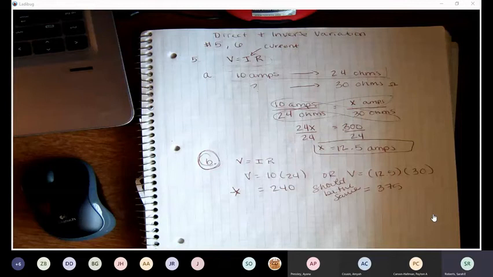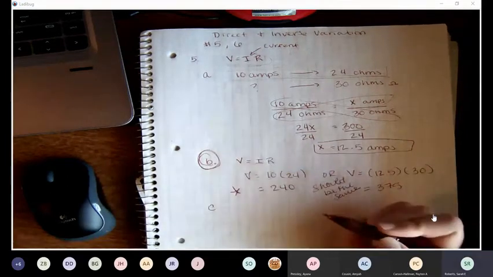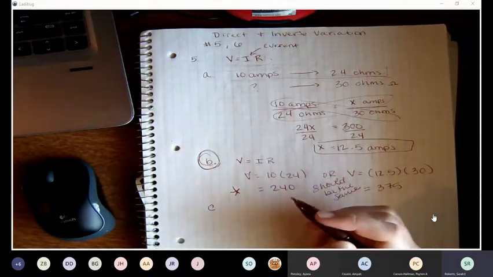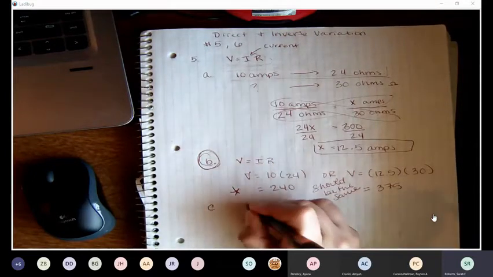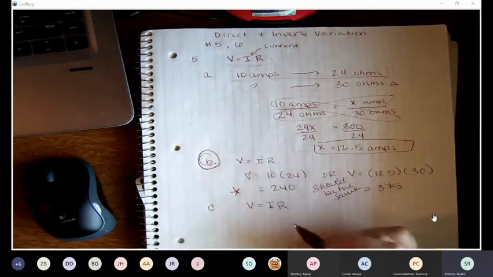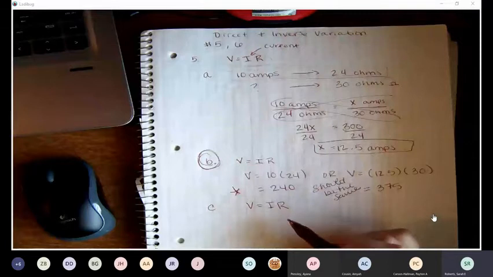And then it says, how can the current be expressed as a function of resistance? So in part C, current is this I. So what we can do is resolve the function for I. We have V equals IR, and what we want to do is isolate I and then have R on the opposite side of the equal sign. So what can we do to isolate I?